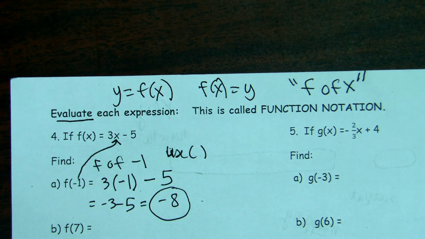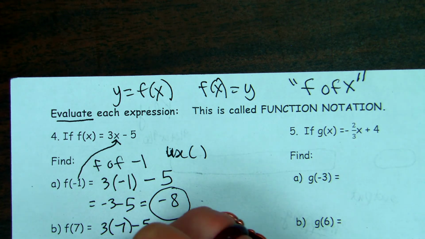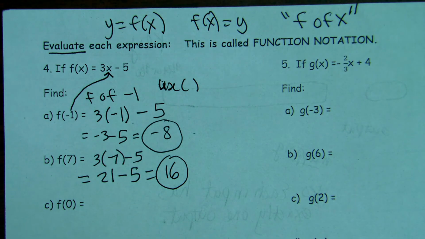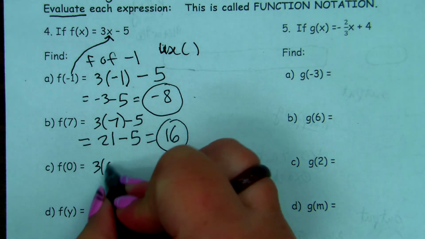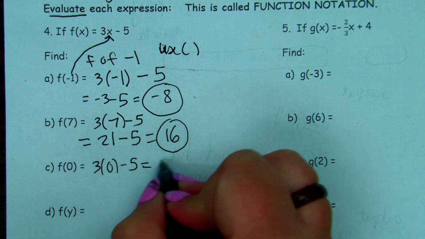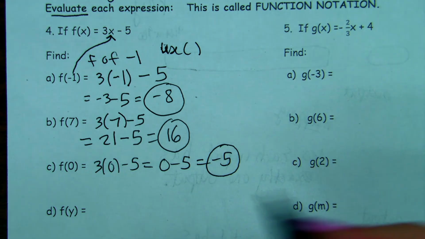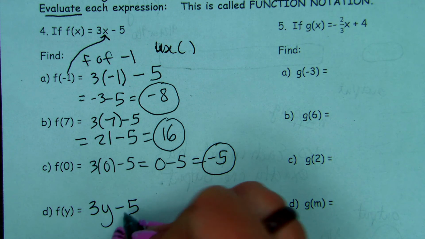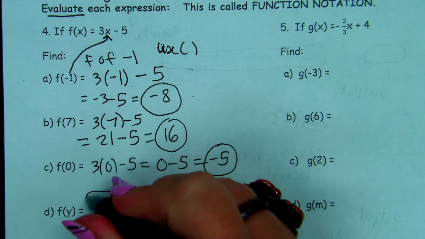F of 7. 3 times 7 minus 5 equals 21 minus 5 equals 16. F of 0. 3 times 0 minus 5 equals 0 minus 5 equals negative 5. F of y. 3y minus 5. Where there was an x, we put a y. So that's the right answer, f of y.